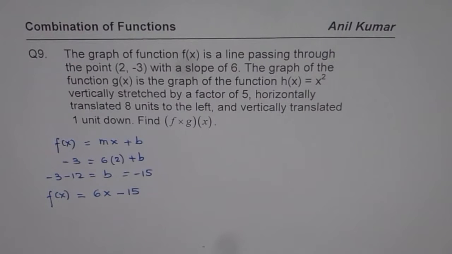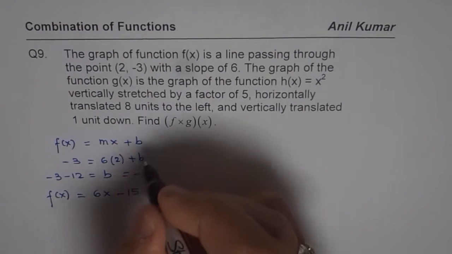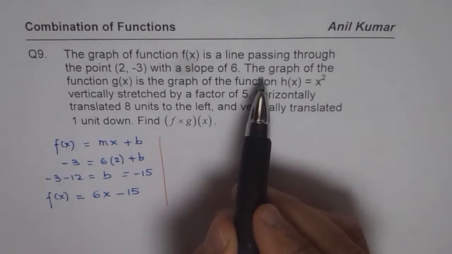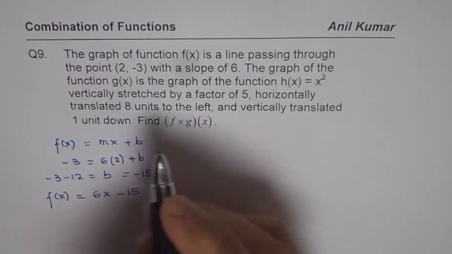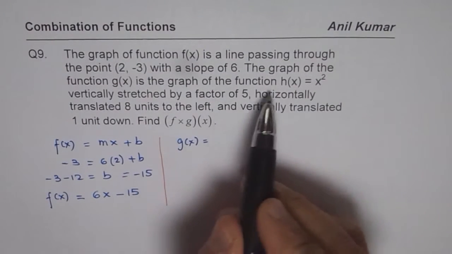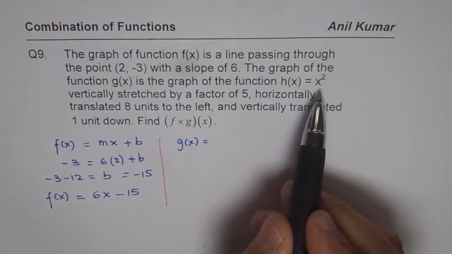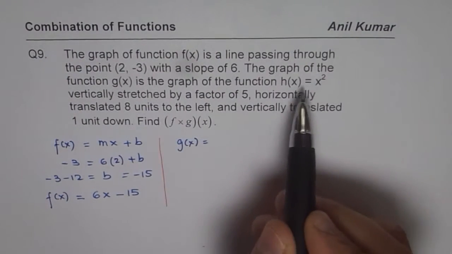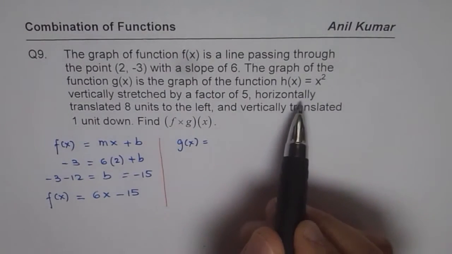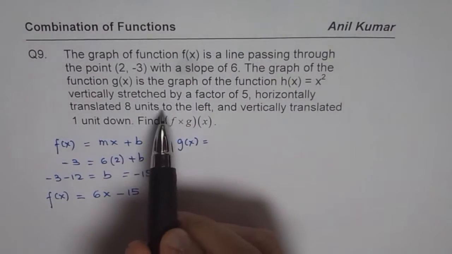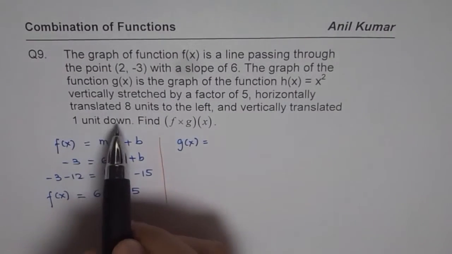Now let us find the function g of x, right? So let's do the same thing for g of x, that is writing the equation. The graph of the function g of x is equal to the graph of the function h of x, which is x squared, vertically stretched by a factor of 5, that means 5 times x squared, horizontally translated 8 units to the left, that means within the bracket x plus 8, and vertically translated 1 unit down.